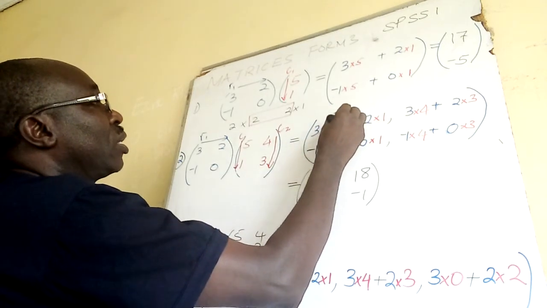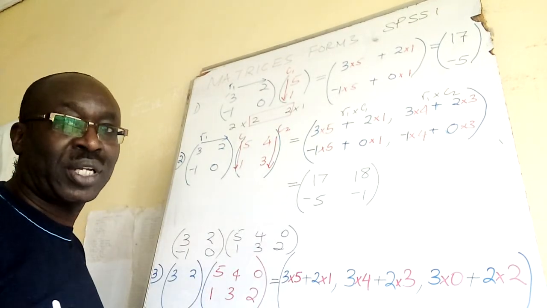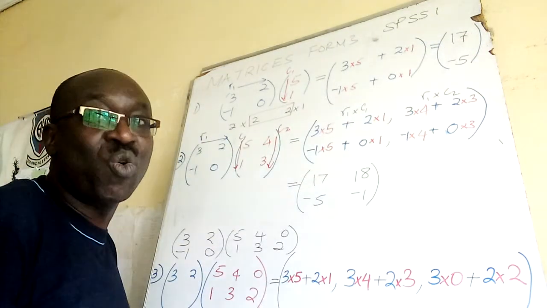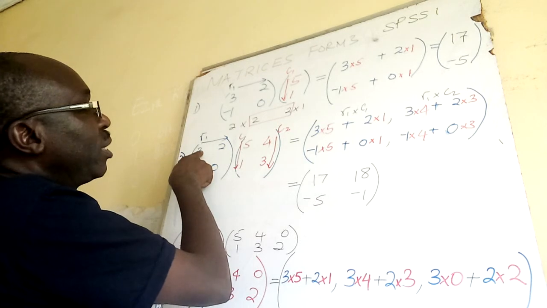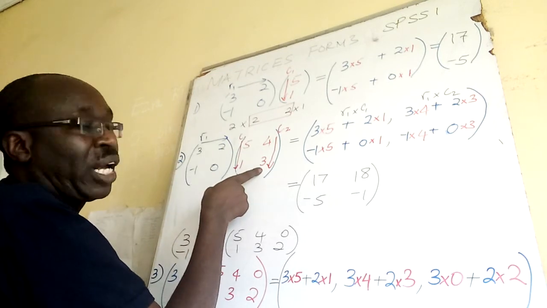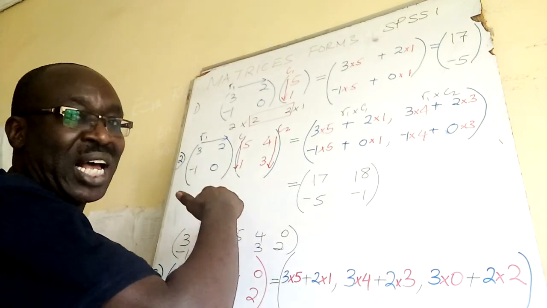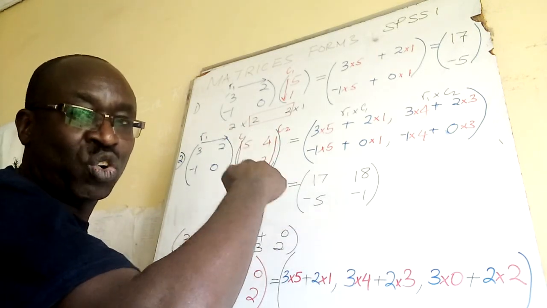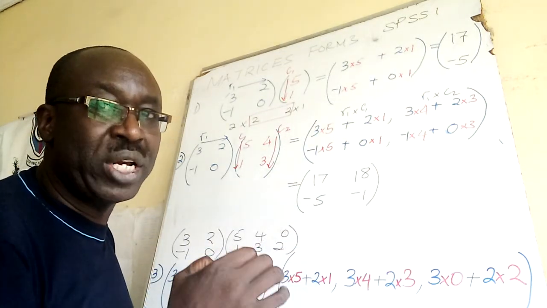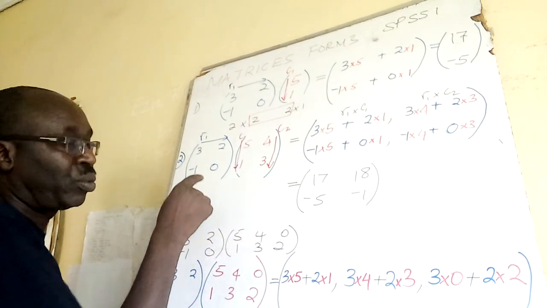This was row 1 times C1. This is row 1 times C2. That is what I'm doing now. See, row 1, the answers are always in row 1. So, tail 3 times 4, and then head 2 times 3. Once I've finished using row 1 and the possible columns that are there, that is only when I can go to row 2.